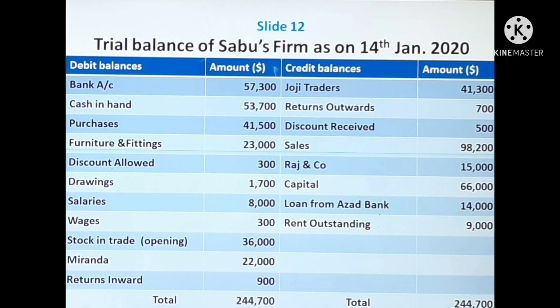Here look, the trial balance is tallying. 244,007 on both the sides. Tallying of trial balance is proof of the fact that there is arithmetic accuracy of all that is done in ledger posting.